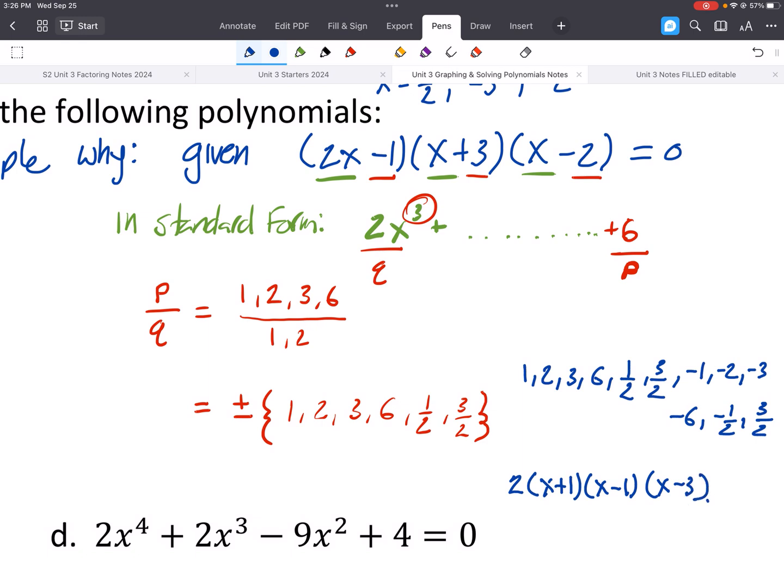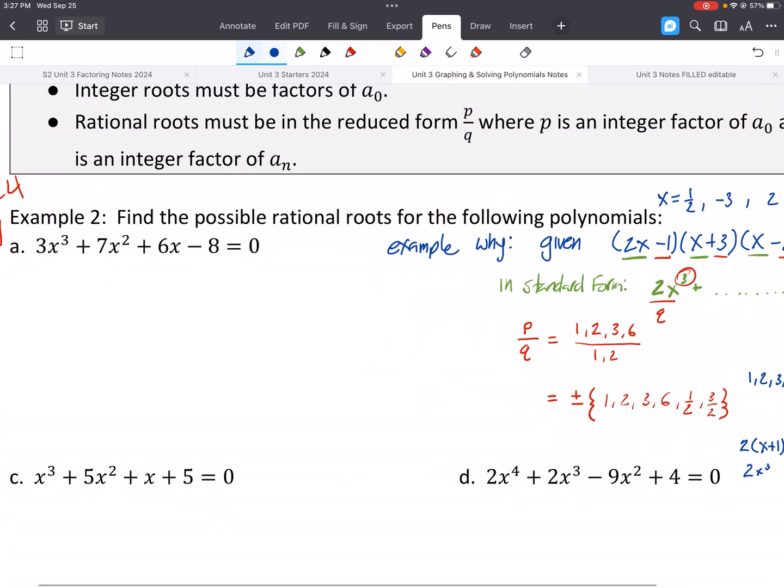Okay, if we were to find the leading term and the constant, you would get 2x to the third, and you'd get a plus 6 as the constant. So this has different zeros, but they have the same leading term and constant. Hopefully that makes some sense. But anyways, we're just going to try a couple really quick.